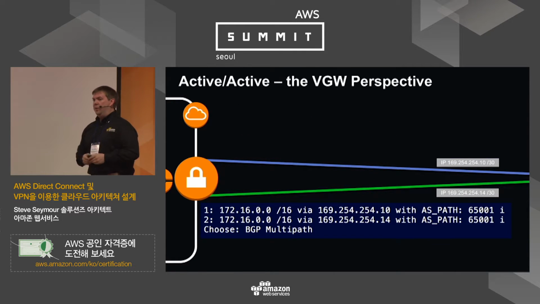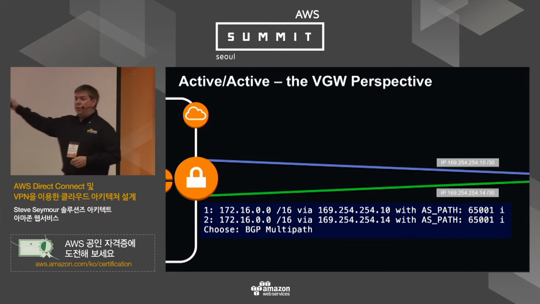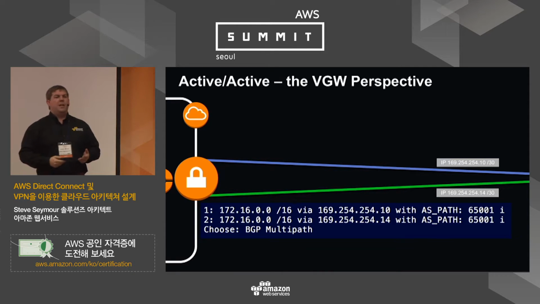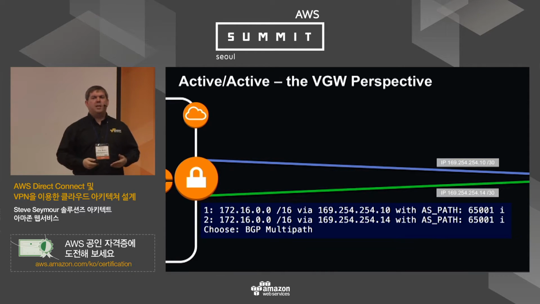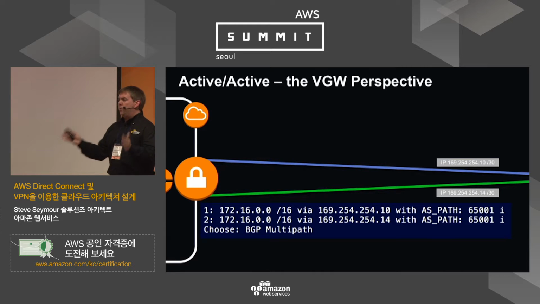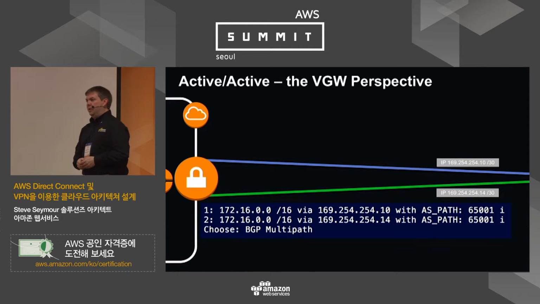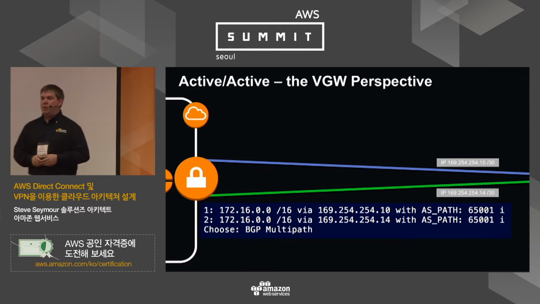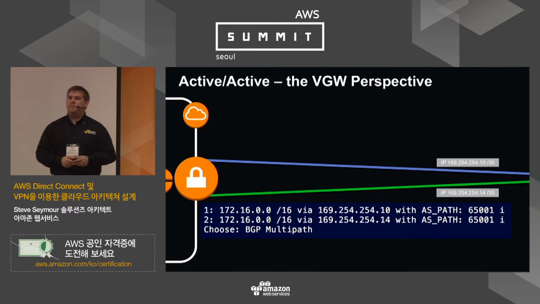On the AWS side, however, we see 2 paths to your network as well. We will automatically do the same thing. We will automatically do multipath, and we will use both connections and load balance across them. This is the standard configuration when you have multiple virtual interfaces.